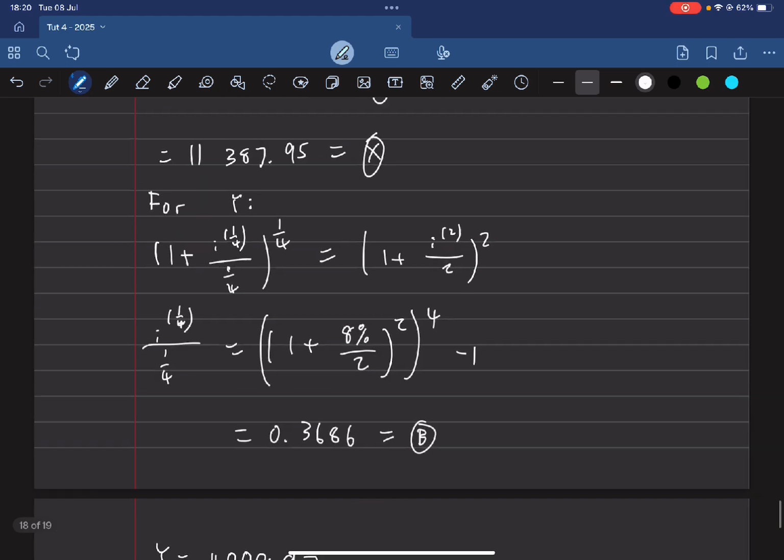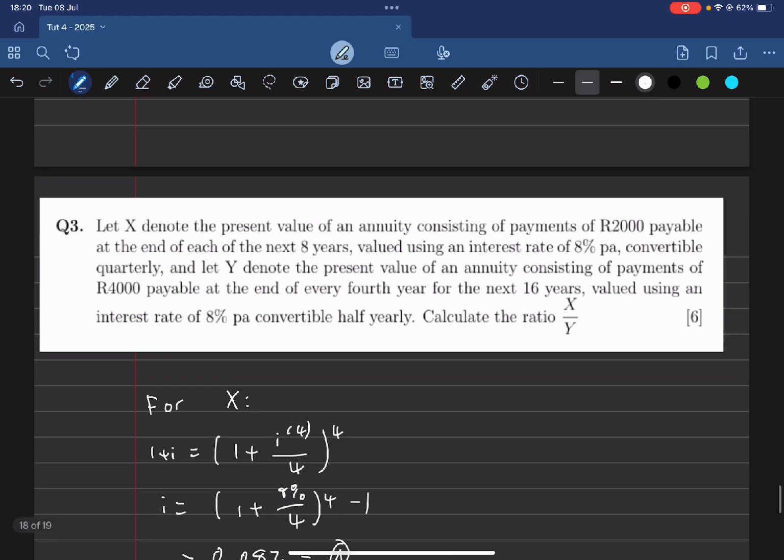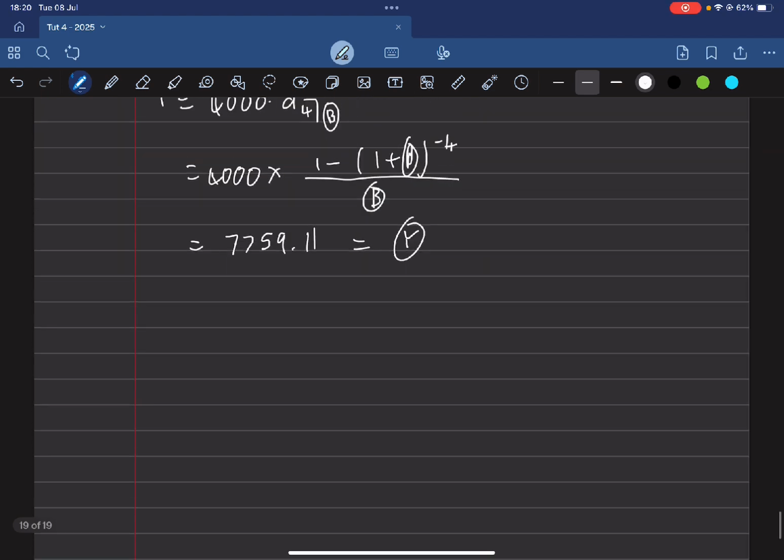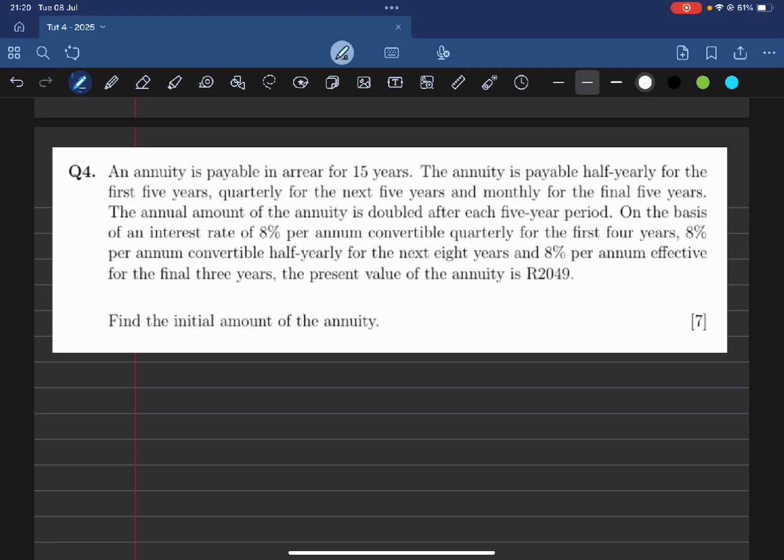Okay, now we just need to read the question to make sure we get the right thing. So we need to calculate the ratio of X to Y, okay? So now our stored value in our calculator as X, divided by our stored value as Y, will give us 1.4677, and that's going to be your answer for question 3. Okay, now let's have a look at question 4.